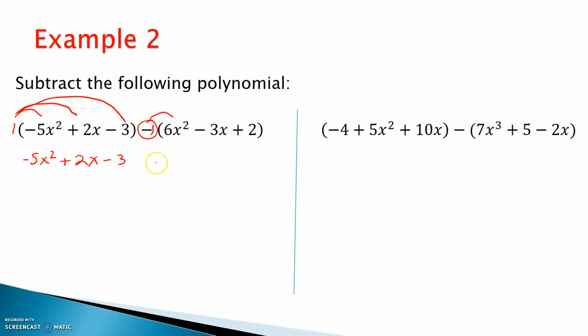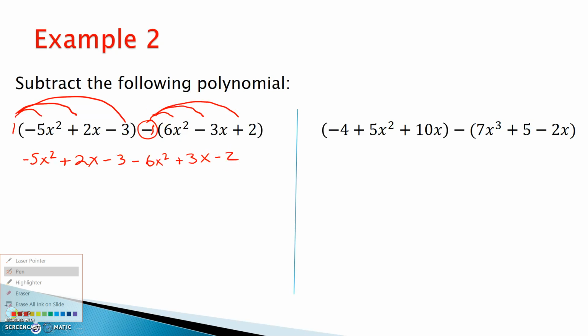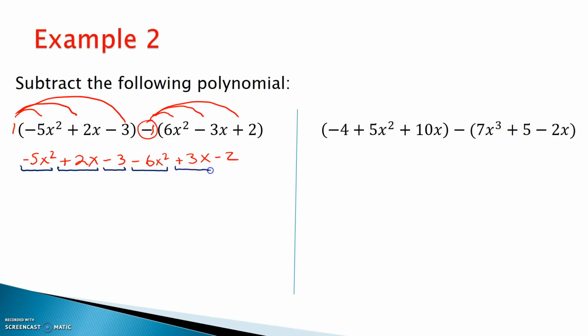Negative 1 times 6x squared is negative 6x squared. What's negative 1 times negative 3x? Careful there. Negative times a negative is a positive 3x. And lastly, negative 1 times a positive 2 is a negative 2. All right, let me go and underline my terms here. Again, this is just all organization. This helps out a lot so we don't forget anything.